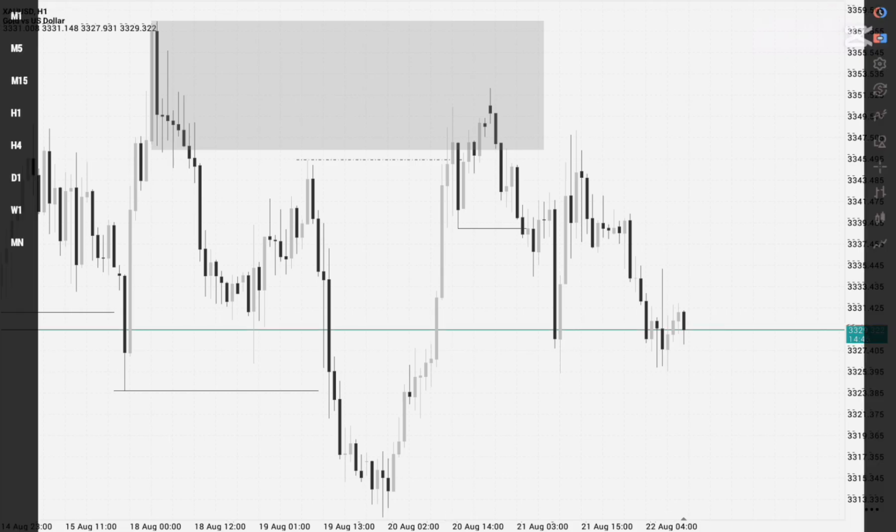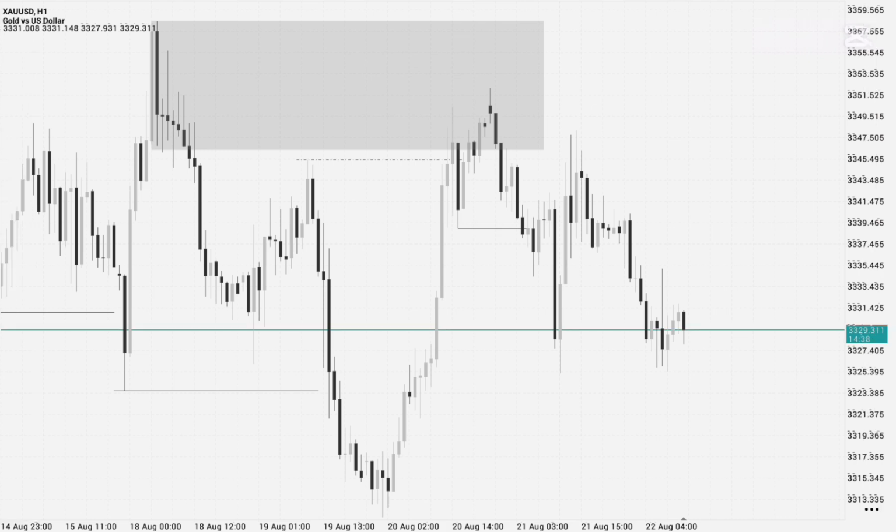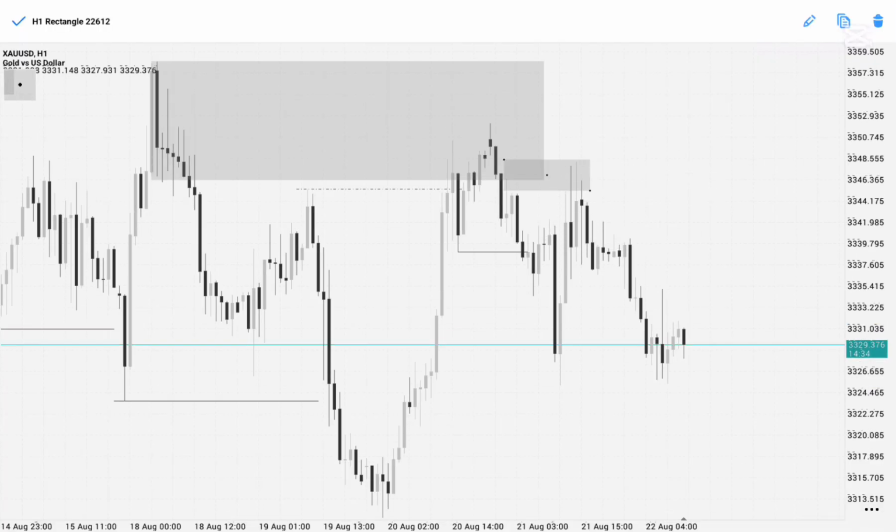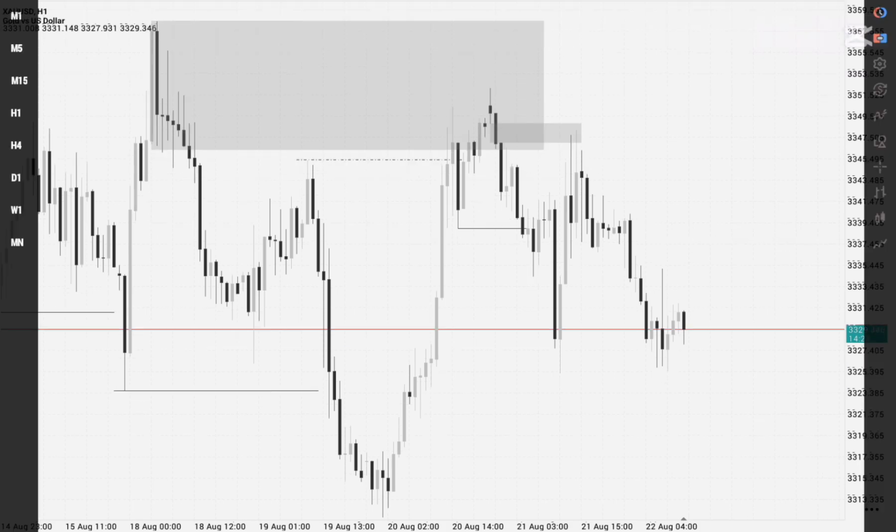So it changed character there, and now I was looking for a point of interest to enter. I saw this FVG zone right there, and that FVG zone was my entry point.